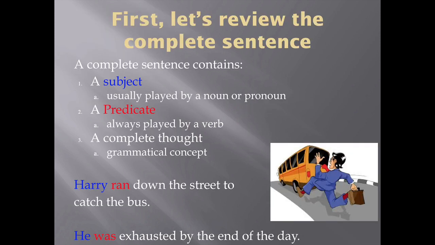Okay, before we move on, let's review what we know about the complete sentence. A complete sentence contains a subject, a predicate, and a complete thought. Your subject usually consists of a noun or a pronoun. Your predicate is always a verb. And remember, a complete thought can be as few as 2 words. It can be a ton of words as long as you have one significant, distinct thought.